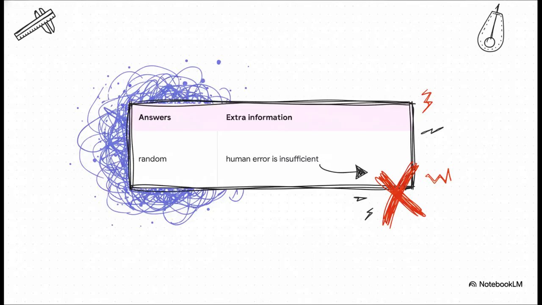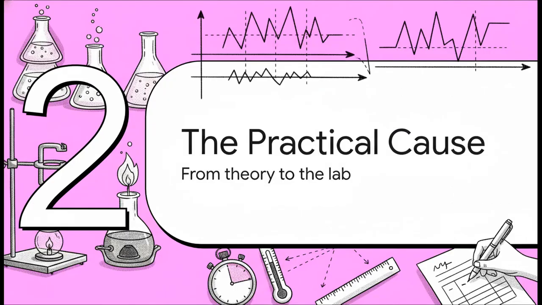And here's our first massive clue from the mark scheme. The only answer that gets you the mark is random. Now, look at that extra info column. It literally says human error is insufficient. This is a perfect example of where you've got to use the precise scientific term. It's non-negotiable.